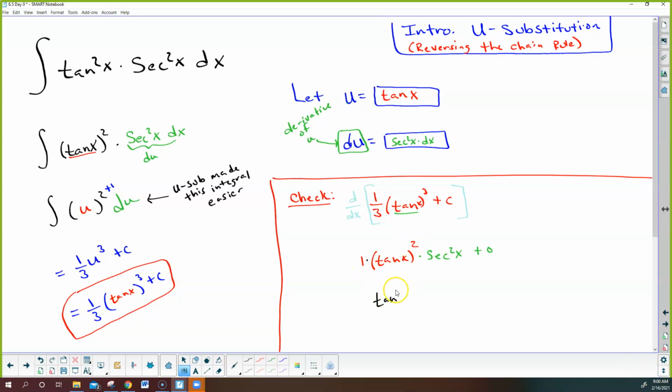And instead of doing tangent squared, I can put the squared at that spot. And notice the derivative is right back to where we started. So I think it's easy to see, when you check, where that derivative comes from. And u substitution is what allows us to find that.